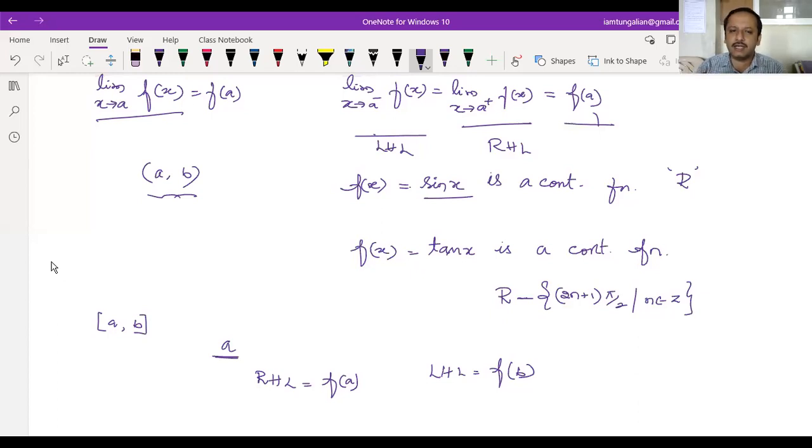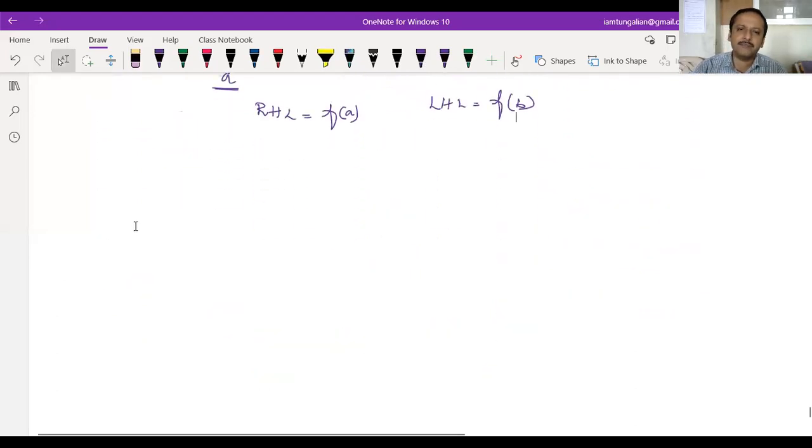If it is a closed interval, if it is an endpoint of the closed interval, then for the left side there at a, the right-hand limit must be equal to the functional value, and at b, the left-hand limit must be equal to the functional value, then we say that it is continuous. Then mod x is continuous everywhere.